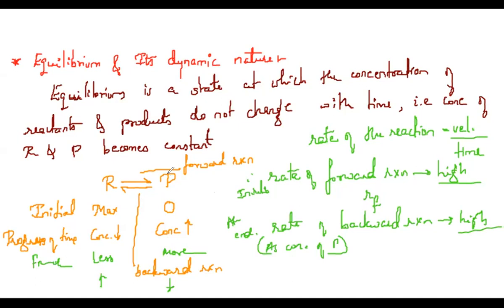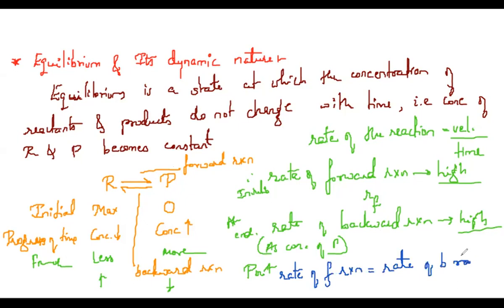So when this is happening, in the beginning, the rate of forward reaction is high. At the end, the rate of backward reaction is high. In the beginning, the concentration of reactants is more. At the end, the concentration of products is more. But during the progress of the reaction, a point is reached where the forward reaction and the backward reaction both occur at the same rate. So at a certain point, the rate of forward reaction will be equal to the rate of backward reaction.